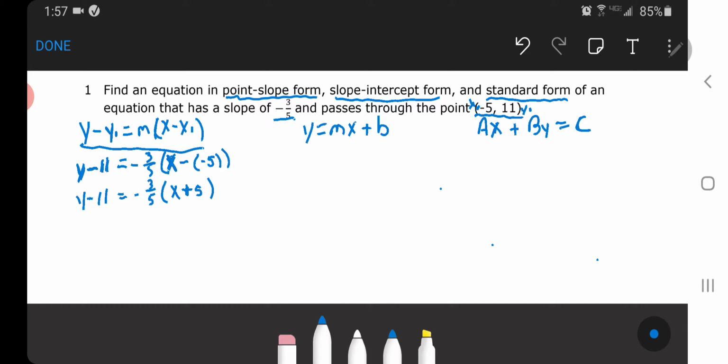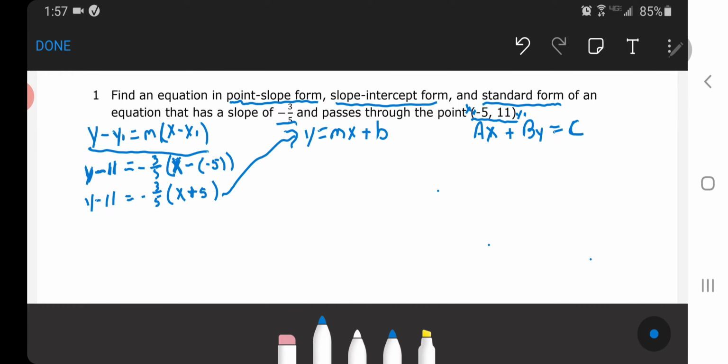Now let's look at this. y equals mx plus b. Okay, so what we can do is we can use our point slope form and make it look like this. So from here, what I can do to make it look like that is I can distribute out that slope. What I mean by distribute is multiply. Take that negative 3/5, multiply to that x, take it again and multiply to that positive 5.